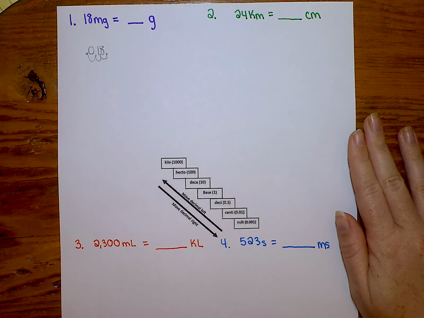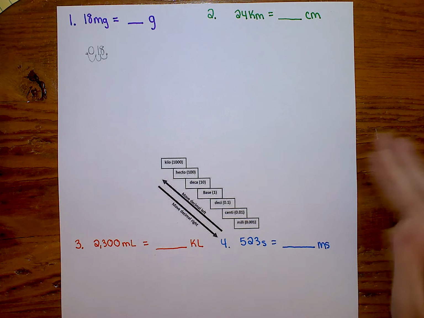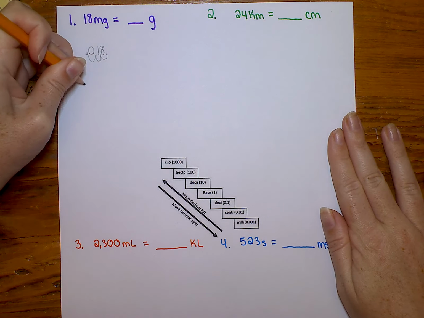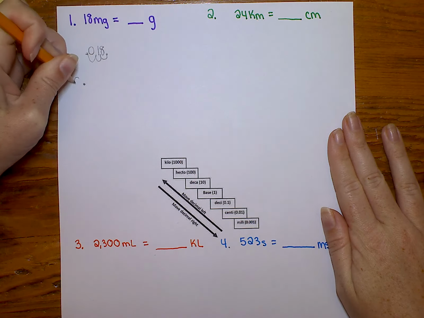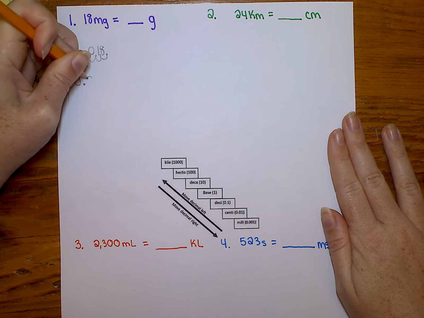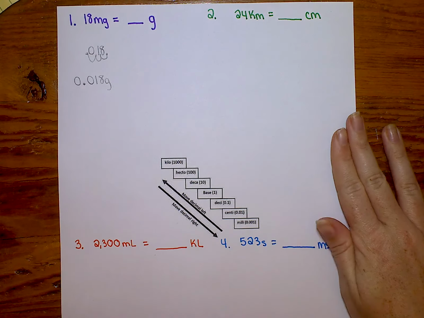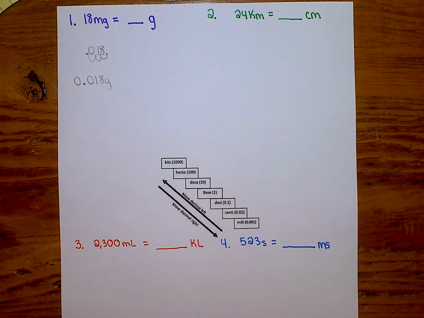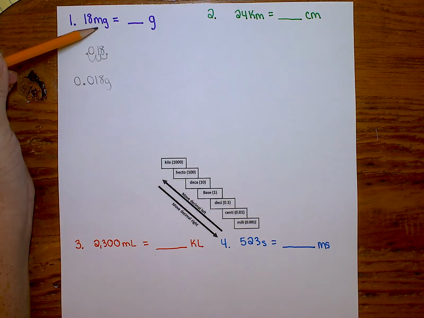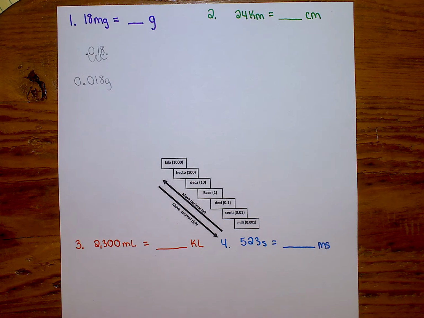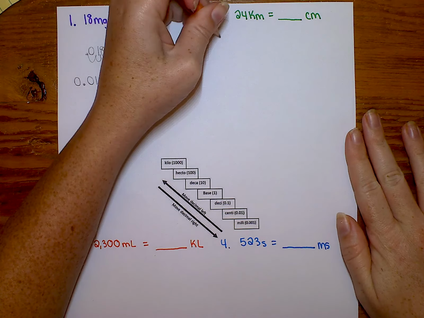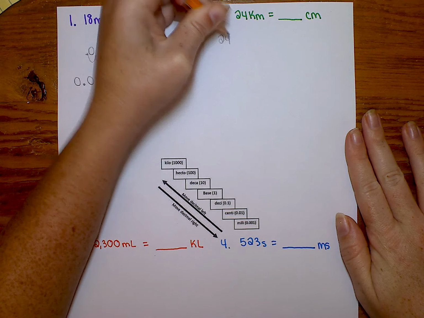My next step is to write the number one more time. So now I'm going to write 0.018 grams. And I have successfully converted from milligrams to grams. In my next problem, I'm going to go from 24 kilometers to centimeters. So I'm going to do the same thing. I'm going to write down the number, and I'm going to put my decimal point where it should go.